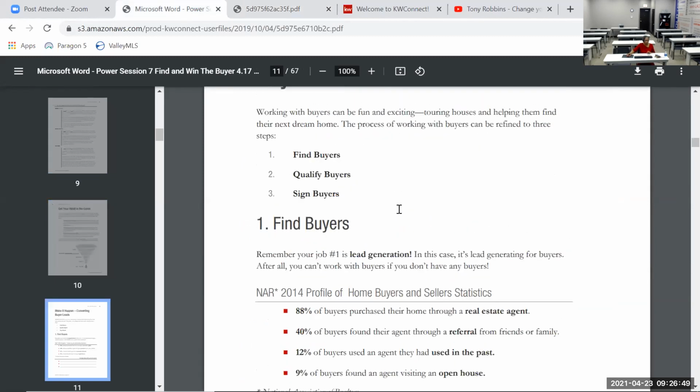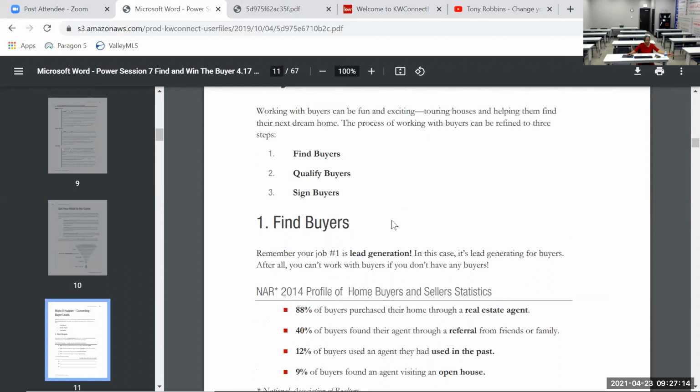Okay, so remember that your number one job is lead generating. In this case, it's lead generating for buyers. Later, you'll learn about lead generating for sellers. But in this case, we're talking about lead generating for buyers. After all, you cannot work with buyers if you don't have any buyers. If you're not talking to people, finding out who those people are that are ready to buy, then you're not going to be able to have buyers.